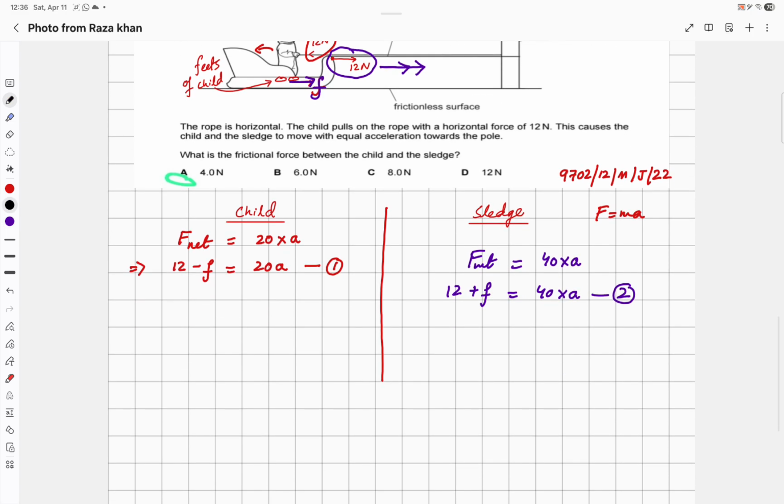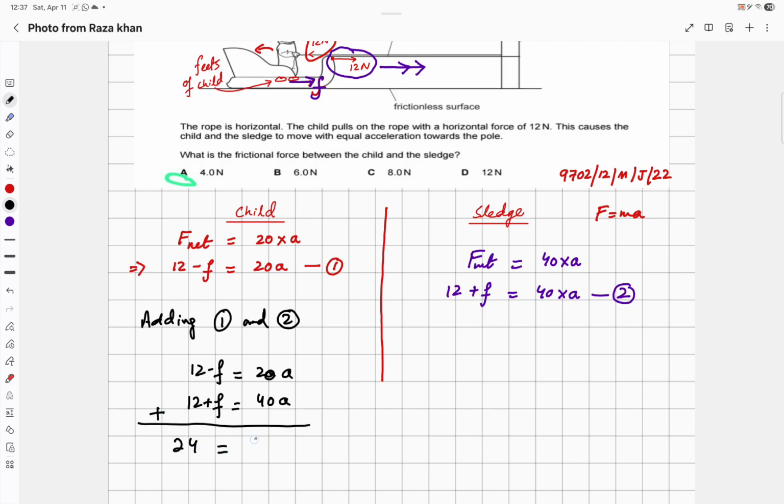Now let's change the color, and add equations 1 and 2 together, right? 12 minus F equals 20a, sorry, and this is the first equation. 12 plus F equals 40a. I am adding the equations. I'm getting 24 equals 60a, and a equals 24 by 60. 24 by 60, I am getting 0.4 m/s².